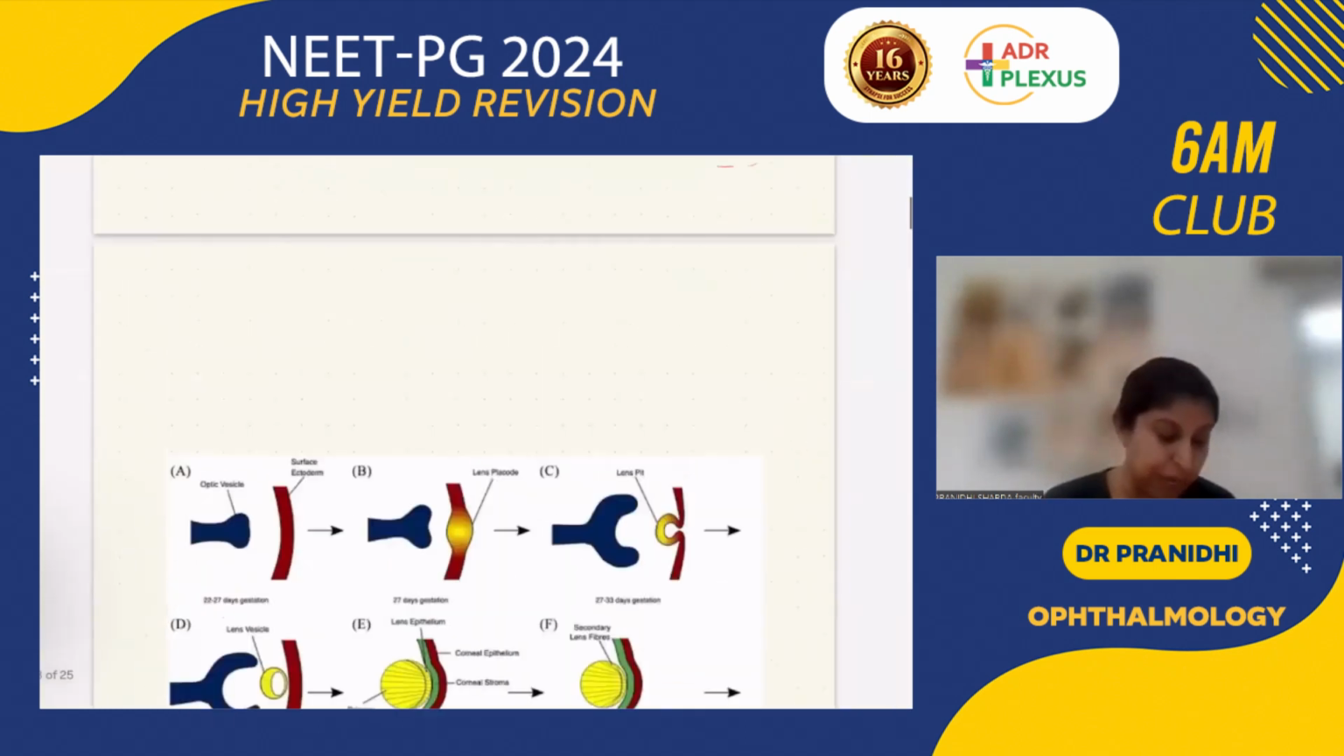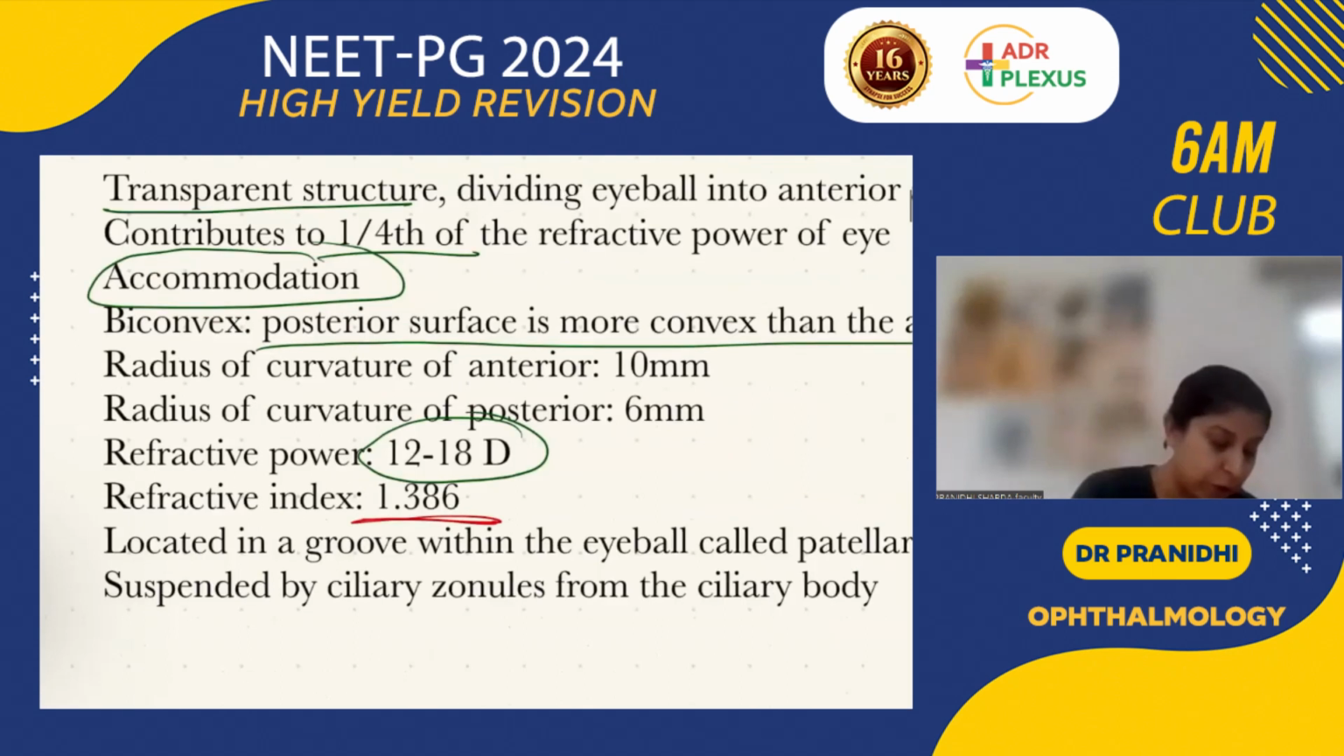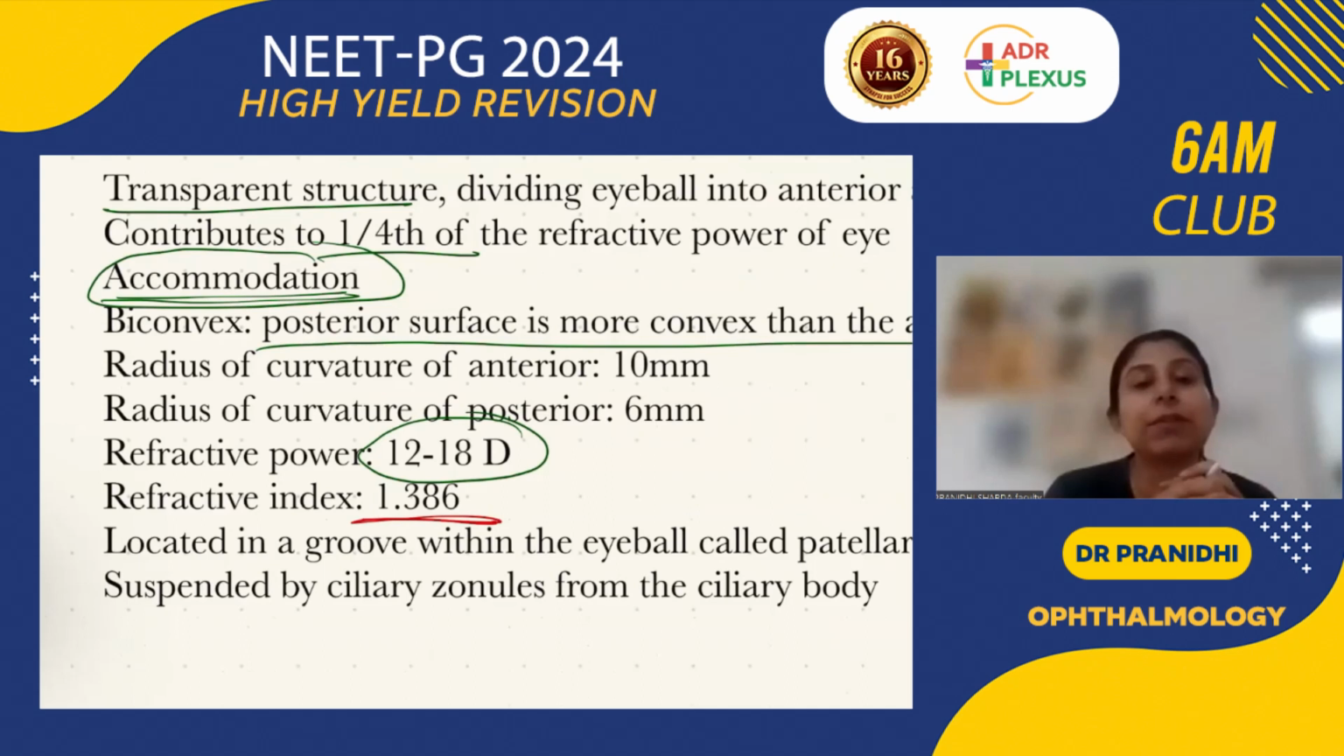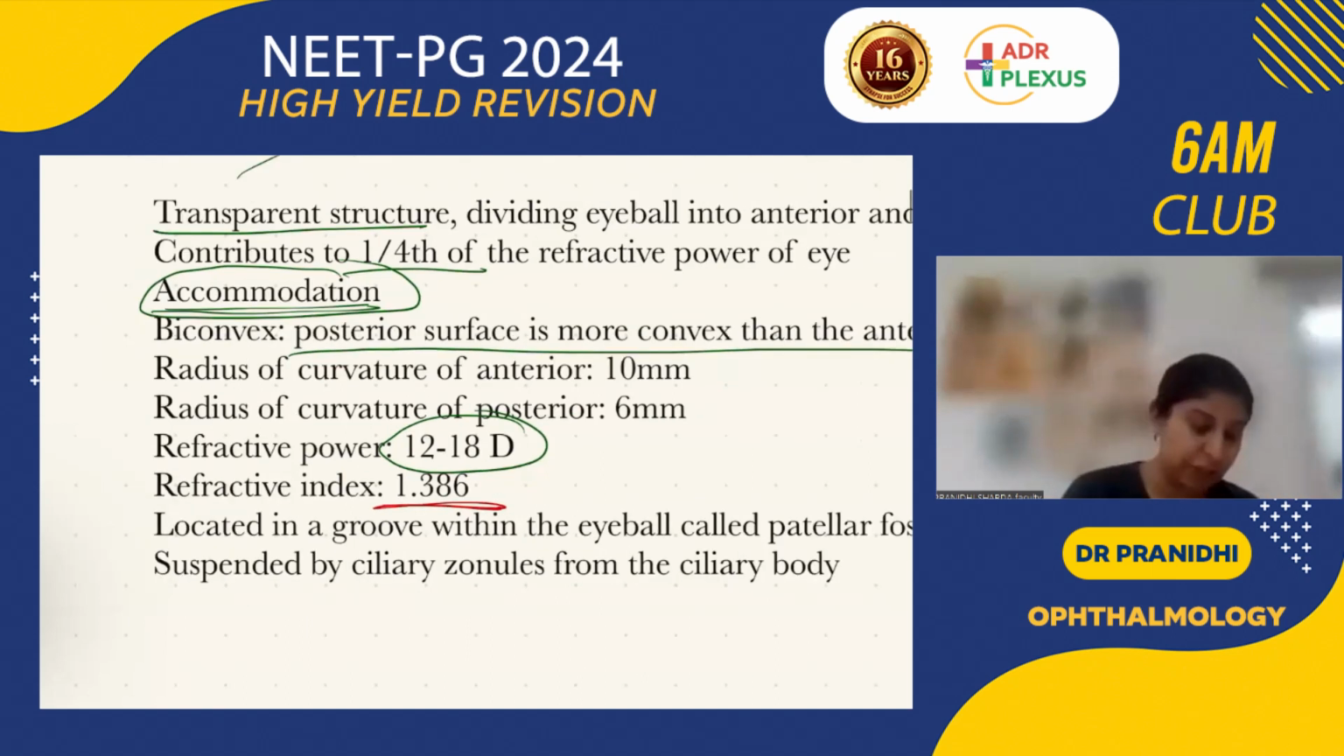Now, one point I left is accommodation. What is accommodation? Accommodation is the ability of the eye to look at nearer objects. Whenever we look at nearer objects, we need the eyeball to have more power. We know what refraction is.